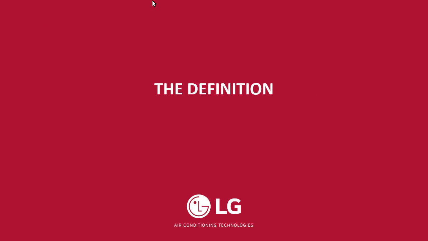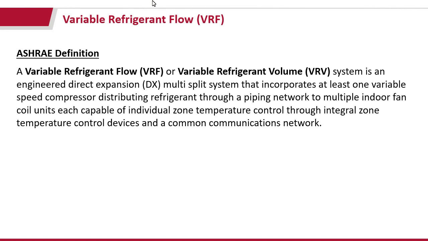So the ASHRAE definition, you can all take a minute to read it, or I'll read it aloud. Variable refrigerant flow, or variable refrigerant volume, that's Daikin's term for it, the VRV system, is an engineered direct expansion multi-split system that incorporates at least one variable speed compressor distributing refrigerant through a piping network to multiple indoor fan coil units, each capable of individual zone temperature control through integral zone temperature control devices and a common communications network. So don't try to memorize that. We're going to talk about it later, but just keep some of those terms in mind as we go on.